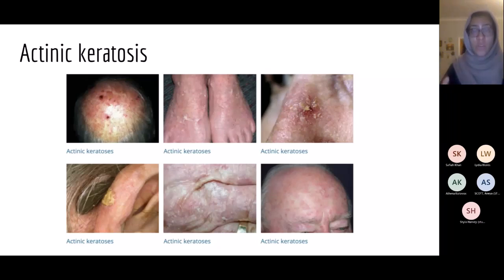But if someone comes along with a lesion like this and says, oh, doctor, it's growing quite quickly, it's starting to hurt a bit, I noticed a bit of bleeding, then your alarm bells should be ringing, because you might be thinking, has this transformed into a squamous cell carcinoma? And if you have any kind of concerns, always 2-week wait it, meaning refer under a 2-week wait pathway.